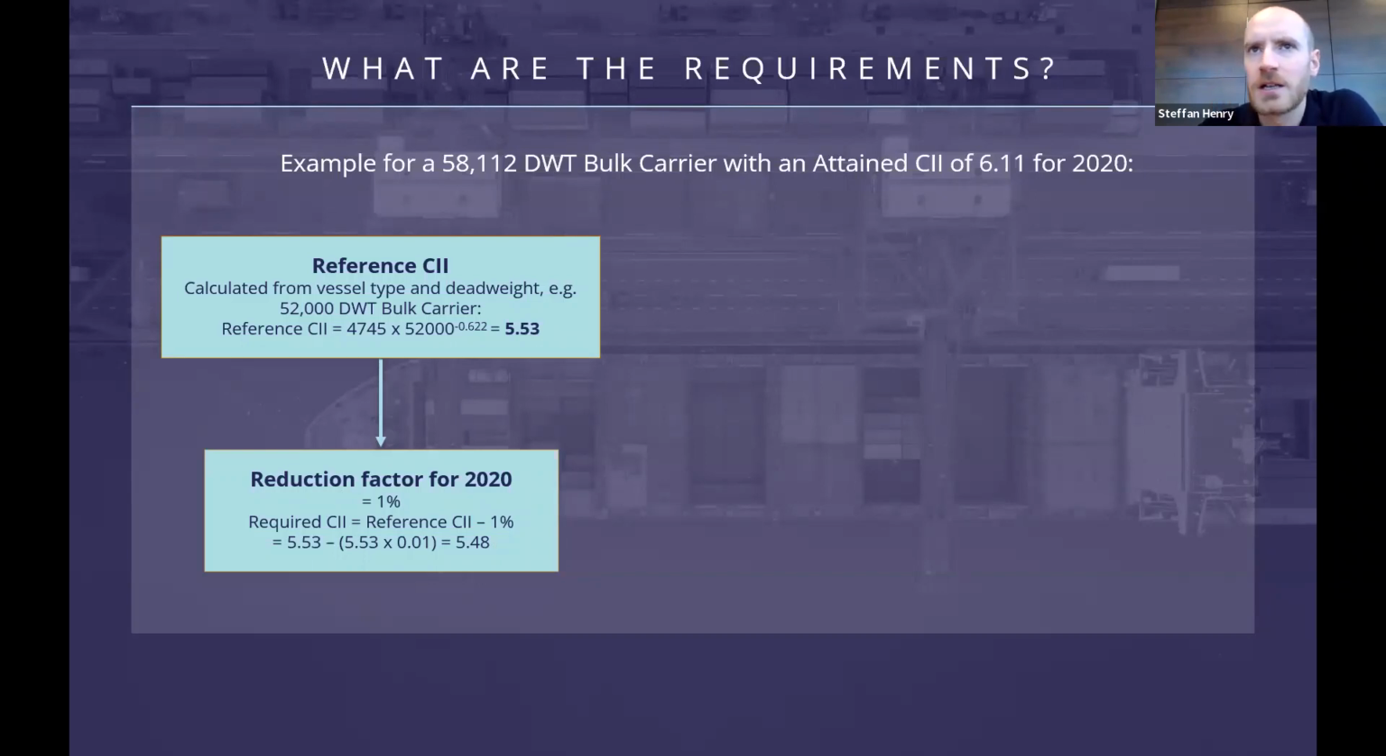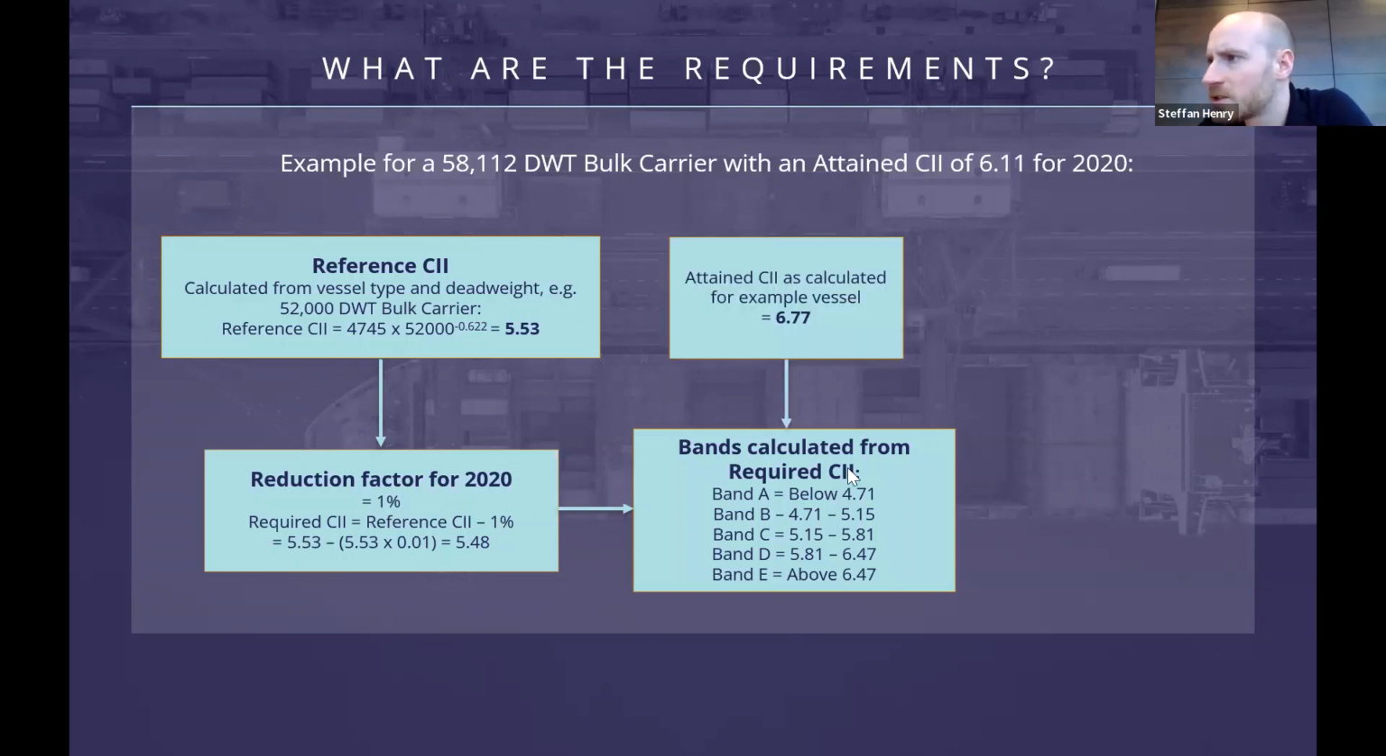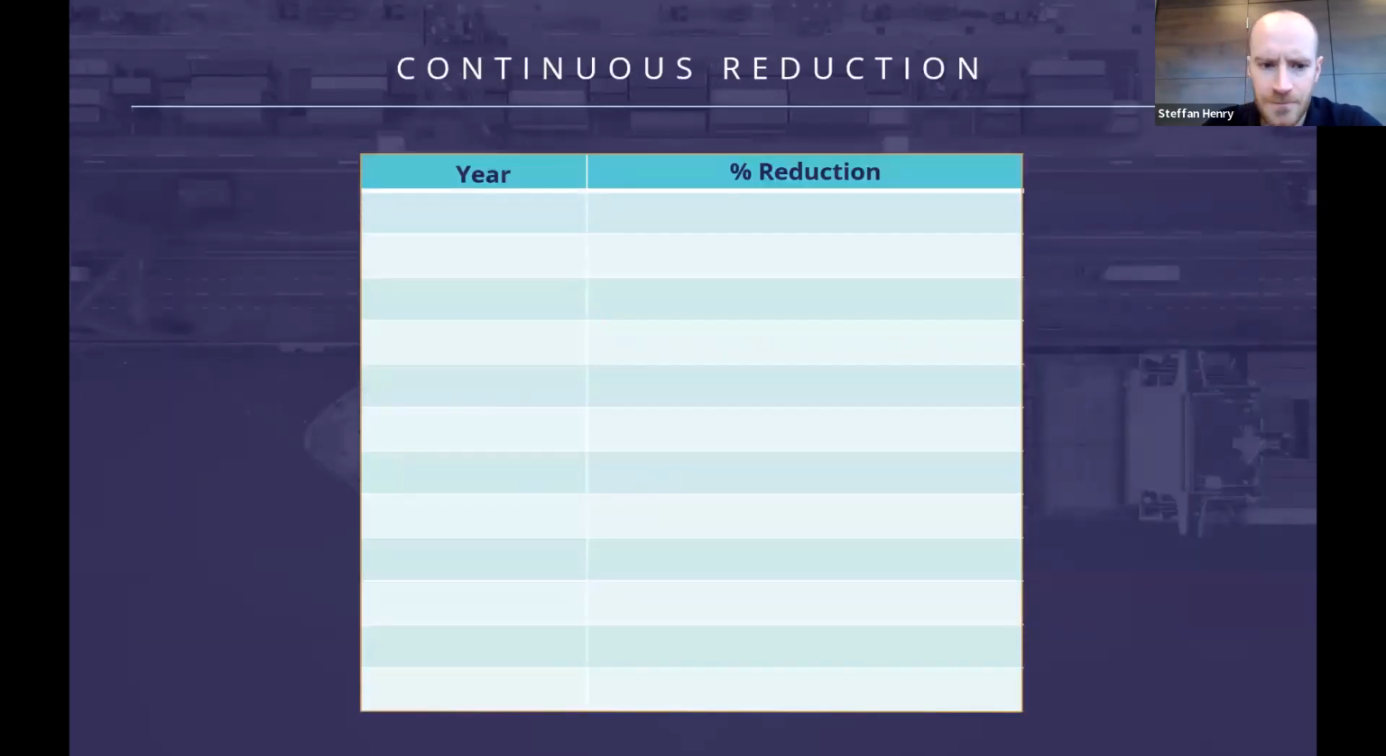This required CII is what we use then to define the limits of these bands, with this required CII score being sort of the middle of the C band, bands A, B, C, D, and E. And we look at our vessel's attained CII score from earlier, and we can see that it sits in band E for the year 2020. So before we move on to what these bands actually mean and what the sanctions and incentives are, I'll just briefly touch on these reduction factors.